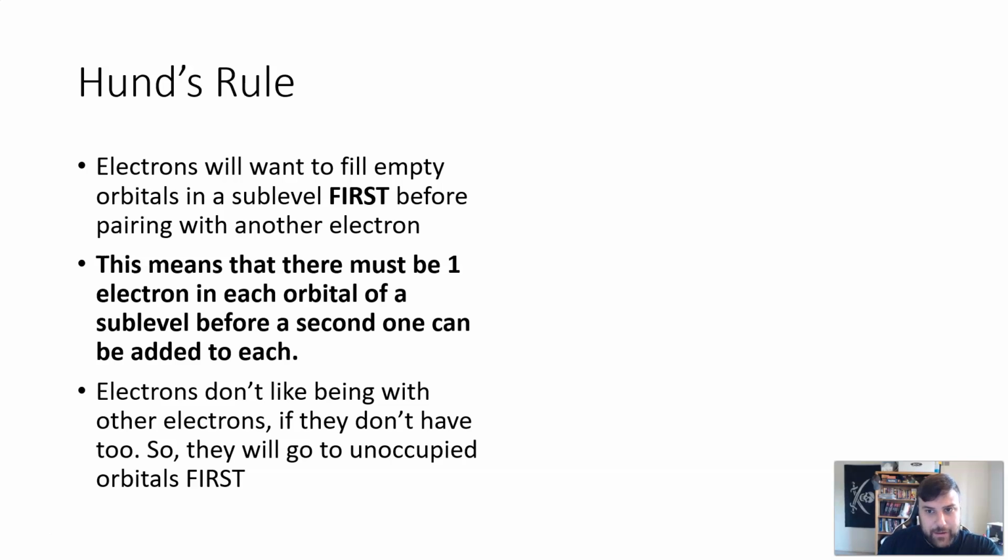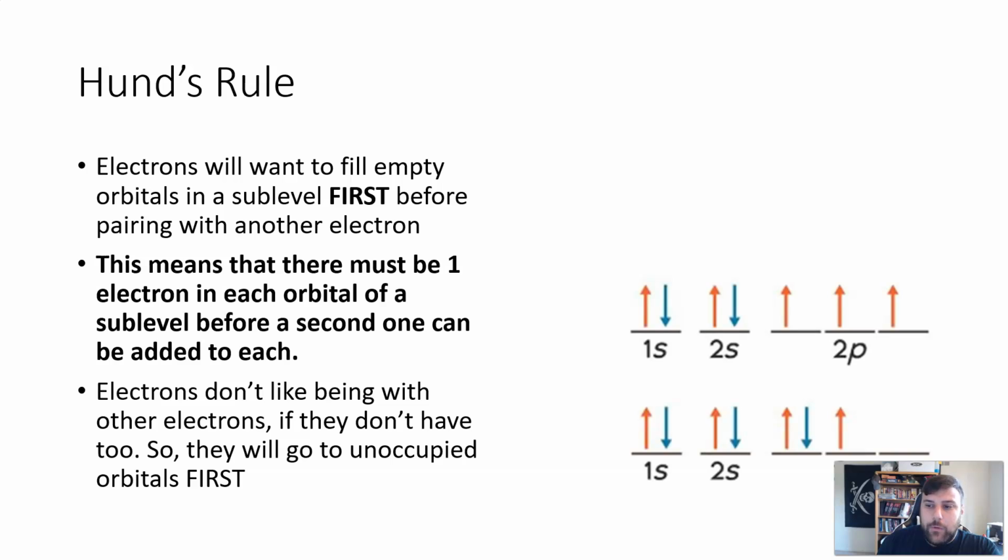Now, just like on the last slide, I want you guys to look at these 2 diagrams, and since these are unlabeled, we'll say A and B, top is A, bottom is B. Which one is correct and which one is incorrect based on Hund's rule, and why?